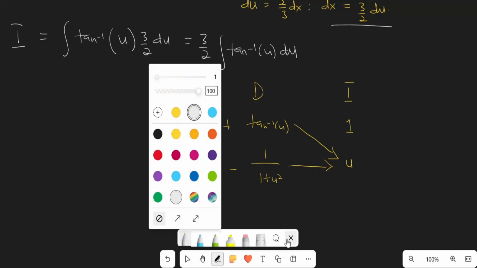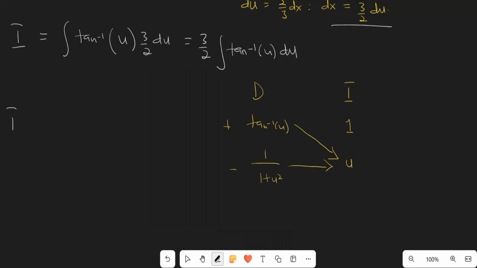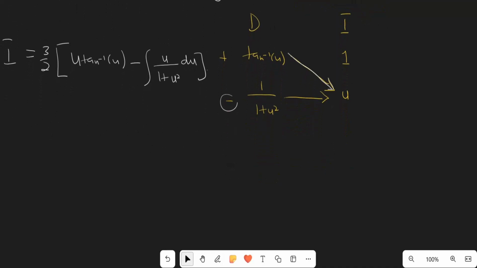So we can take our integral still in the u world. So our integral I is 3 over 2. Then integration by parts, multiplying terms diagonally, that is going to be u tan inverse of u minus, that is this guy, the integral, because I'm multiplying terms horizontally, that's going to be u over 1 plus u squared du. This is our integration by parts.